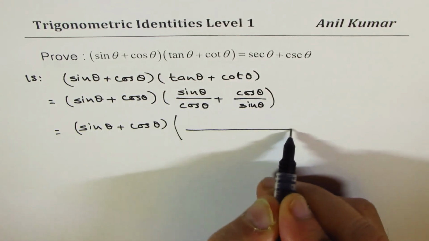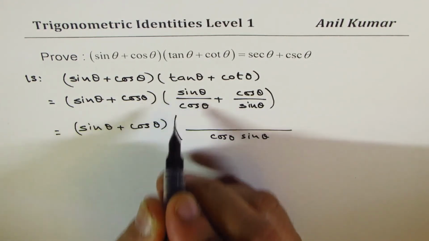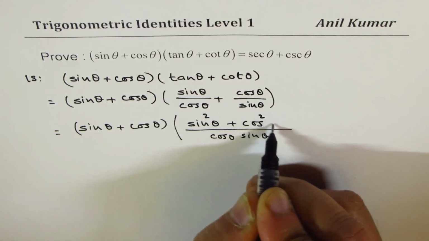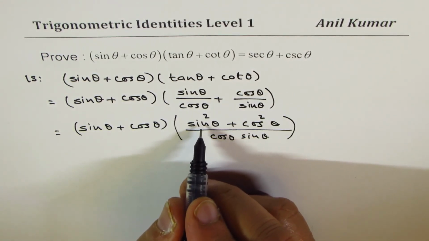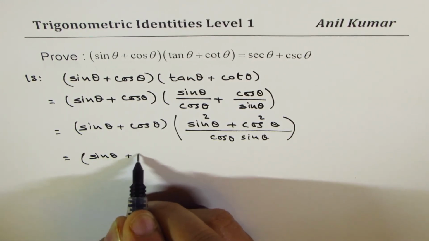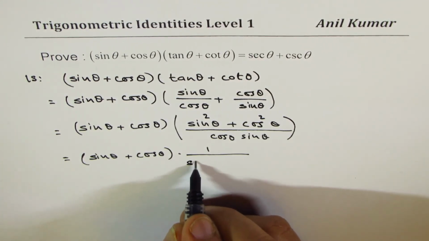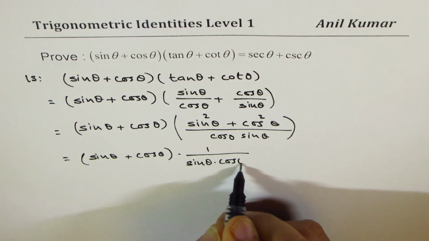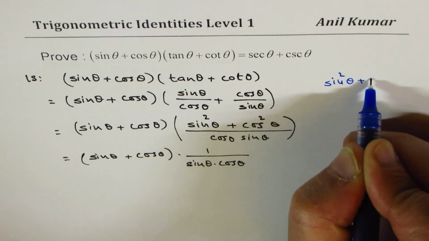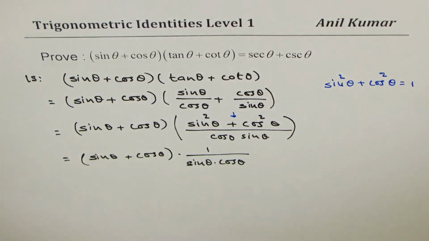Here, if I take the common denominator as cos theta sine theta, they get multiplied. I get sine square theta plus cos square theta, right? And you know sine square theta plus cos square theta is 1. So we get sine theta plus cos theta times 1 over sine theta cos theta, correct? Since we know that sine square theta plus cos square theta equals 1, we replace this with 1.